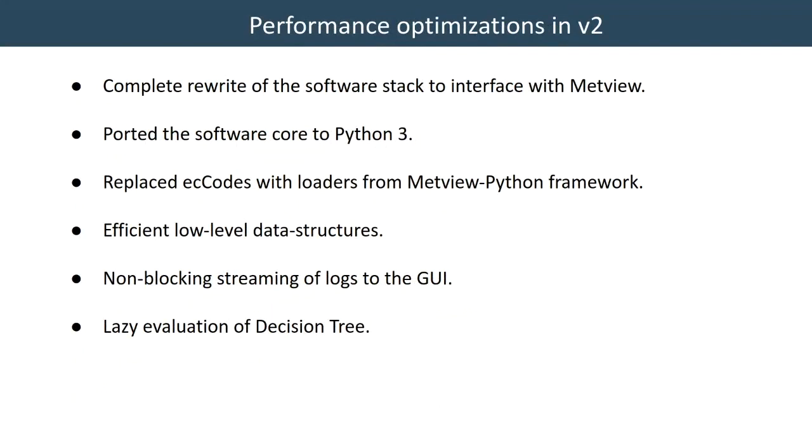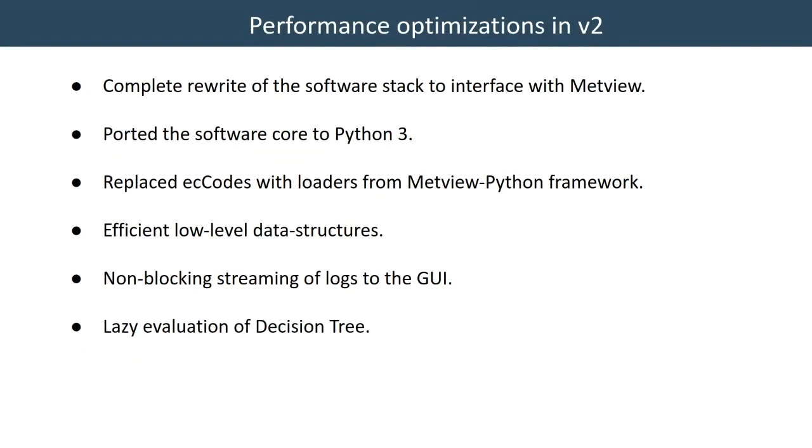So what did we do in the new version? We did a complete rewrite of the software. This time we used the interface with MedView directly. That gave us a lot of performance benefits. We were also able to port the entire software to Python 3. In the process, we replaced the packages for loading data like grid files, and instead use the MedView Python framework. We were able to use efficient low-level data structures that made handling of large amounts of data quite efficient.